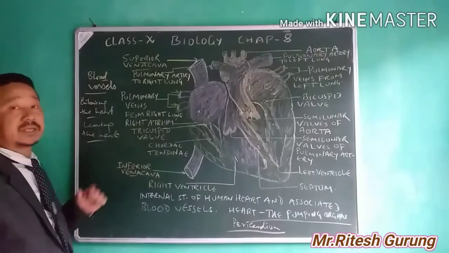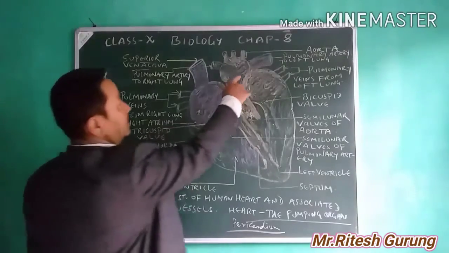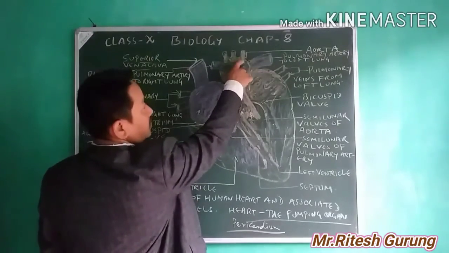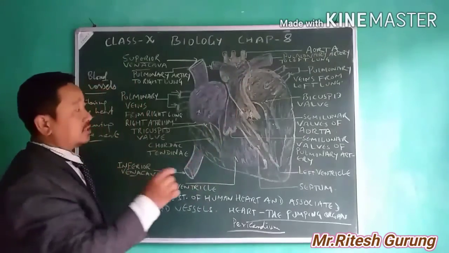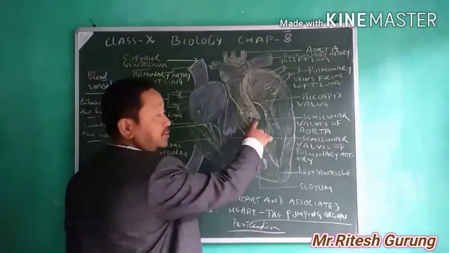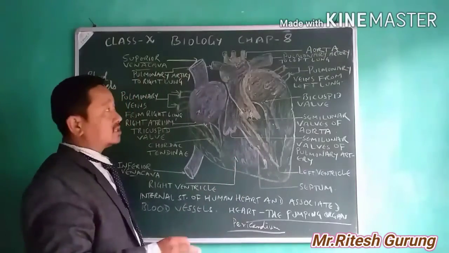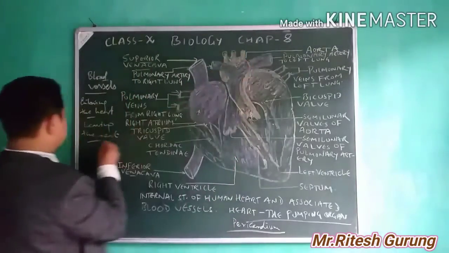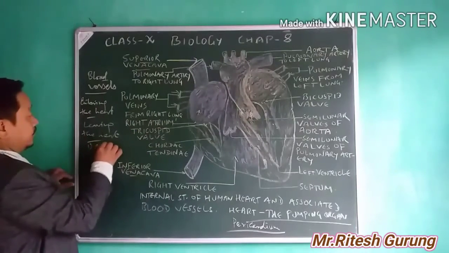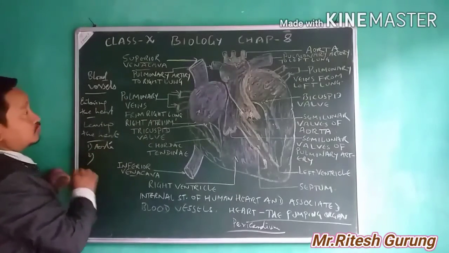Which are the blood vessels leaving the heart? So these are the ones here. Your aorta, the largest artery from the left ventricle, carries the pure blood to the different parts of the body.